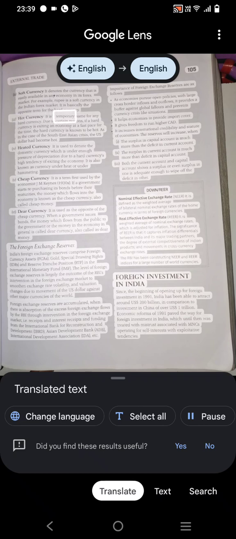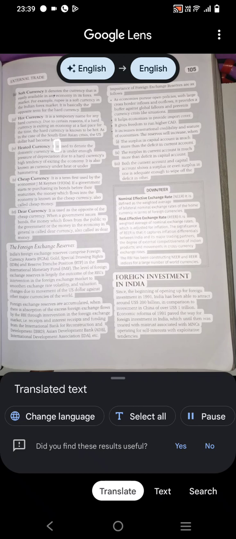Hot currency. It is a temporary name for any hard currency. Due to certain reasons, if a hard currency is exiting an economy at a fast pace for the time, the hard currency is known to be hot. As in the case of the Southeast Asian crisis, the US dollar had become hot.